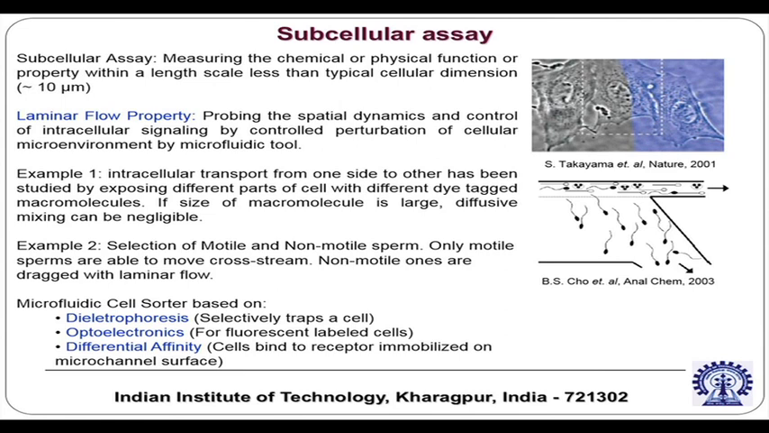Another example I can talk about, in a reproductive system, when you have sperms you can selectively isolate motile and non-motile sperms. Only motile sperms are able to move cross stream and non-motile ones are dragged with the laminar flow.